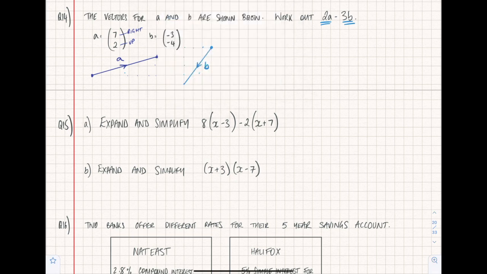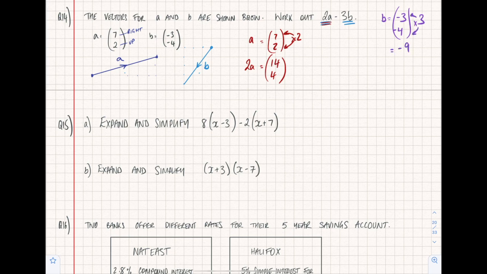But in this question, all it's asking me to do is work out 2A. Well, if I know that A is 7, 2, all I need to do is times that by 2. Times the top by 2 and times the bottom by 2. So 2A is equal to 14, 4. That would get you a mark straight away. And then it's asking me for 3B. Well, B is minus 3, minus 4. Times that by 3, top and bottom. So it becomes minus 9 and then minus 12. So that's 3B. That would effectively be 1 mark for doing that or that. Now from here, all you need to do is write out this sum as it is.